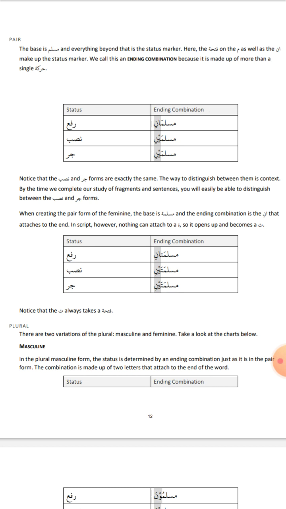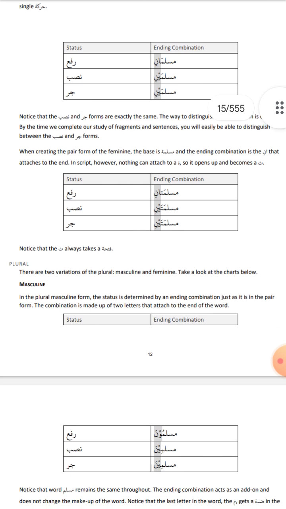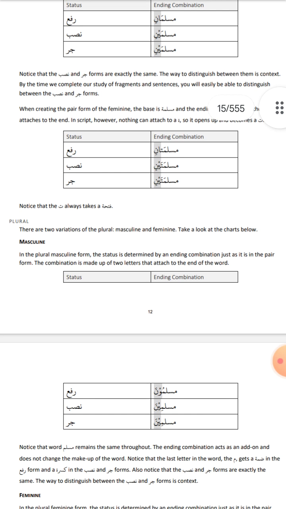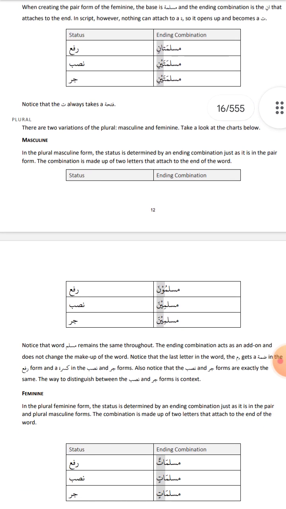By the time we complete our study of fragments and sentences, we will easily be able to distinguish between the nasb and jar forms. When creating the pair form of the feminine, the base is muslimatun, and the ending combination is the alif noon or ya noon that attaches to the end. In script, however, nothing can attach to a ta marbuta, so it opens up and becomes a ta. Status ending combination. Rafa, nasb, jar: muslimatani, muslimatayni, muslimatayni. Notice that the ta always takes a fatha.